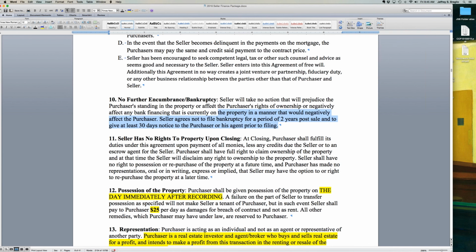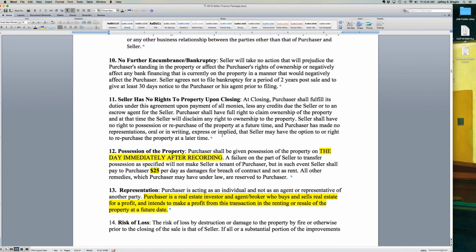This says that the seller won't do anything that's going to affect your standing in the property. So again, it's just protections to you. This is saying that after closing, the seller has no more rights to the property. This is a true sale, right? They are selling you the property. They're only staying on as a lender or as a holder of the mortgage.